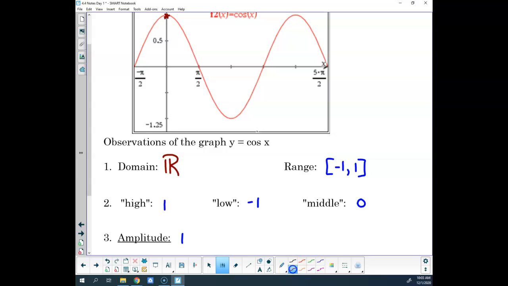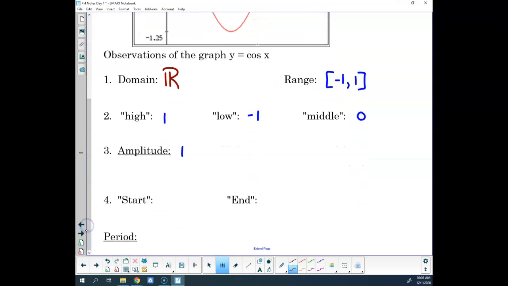Here's the start of cosine. There's the end of cosine. So my start is at 0. My end is at 2 pi, which means my period would be 2 pi.